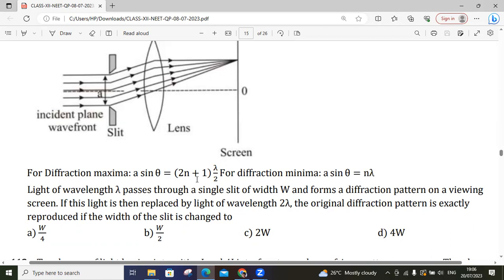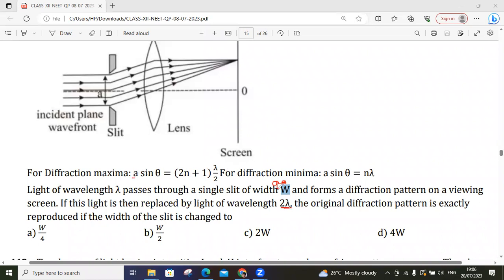Light of wavelength lambda passes through a slit of width W and forms a diffraction pattern on the viewing screen. If this light is then replaced by light of wavelength 2 lambda, the original diffraction pattern is reproduced if the width of the slit is changed to what? So W is the slit width, a is equal to W basically. Now they are telling it is replaced by 2 lambda. The original diffraction pattern is exactly reproduced if the width is changed to.